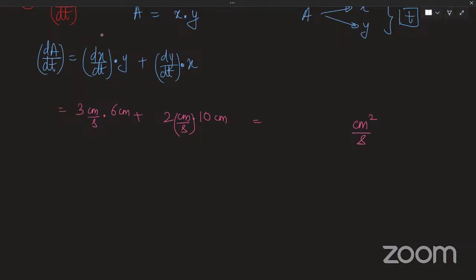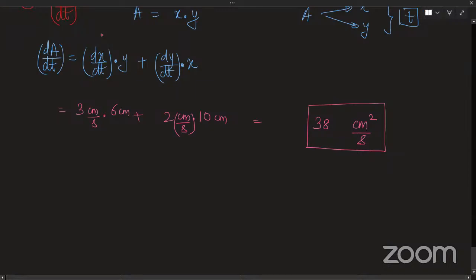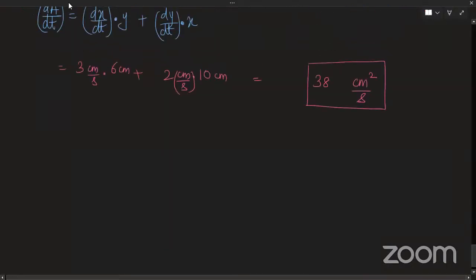So tell me, 18 plus 20. 18 plus 20 is how much? 38, right? So that's your final answer, 38. Okay, correct. 38 is the correct answer.